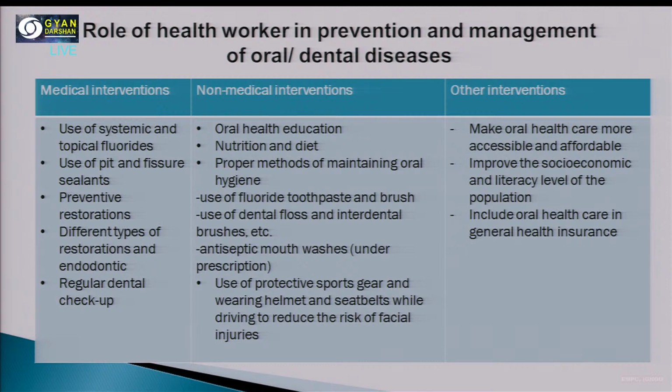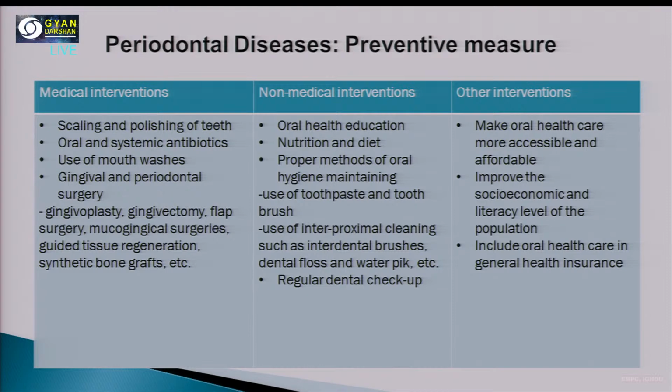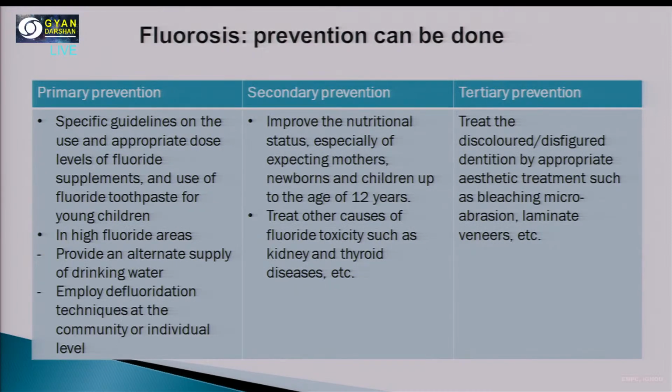So what is the role of healthcare professionals in prevention? We've already covered this in your book chapter. It has medical interventions where you prescribe some drugs, or fluorides, where you put 1 ppm fluoride in drinking water, or fissure sealants, as preventive aids; non-medical interventions where you try to provide proper nutrition and use protective gear for sports injuries; and other interventions where you provide accessible and affordable healthcare to the population. Similarly, periodontal disease can also be prevented by simple medical, non-medical and other interventions as we have covered in your books.